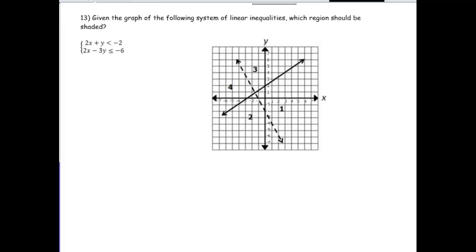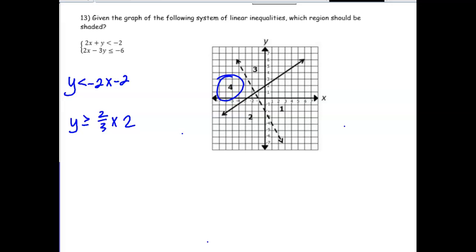And 13, it's very similar. We're just looking for the shaded region. You can actually just put this one into Desmos if you want, or you can shade them both. And you can see that your answer should be in region 4. But if you put it in slope-intercept form, y is less than negative 2x minus 2. And then you'll also have y is greater than or equal to 2/3 x plus 2. So when you shade both of those, you're going to find that region 4 is the one that is double shaded.